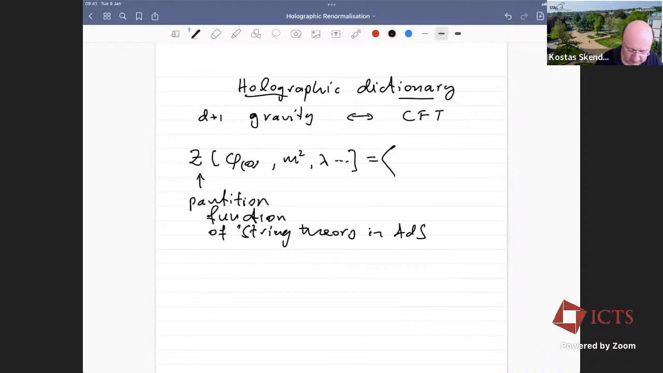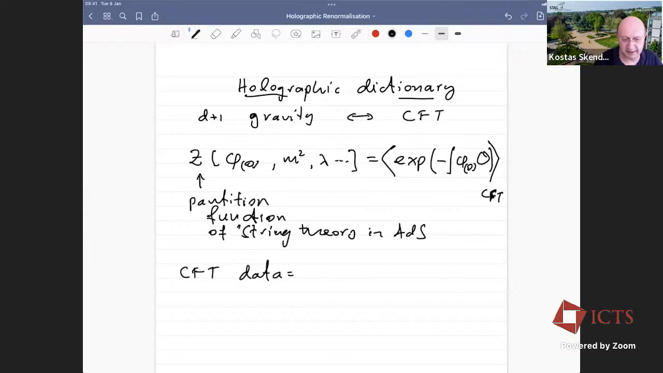So the other side tells us how to connect string theory on this background to something in the CFT. On the other side, we have the correlators of gauge invariant operators, where the field which parameterizes boundary conditions on one side becomes the source for a gauge invariant operator on the other side. And this expectation value is evaluated in the CFT. Now, the CFT itself depends on a number of CFT data, which is the spectrum, characterized by the spectrum of dimensions and OPE coefficients.